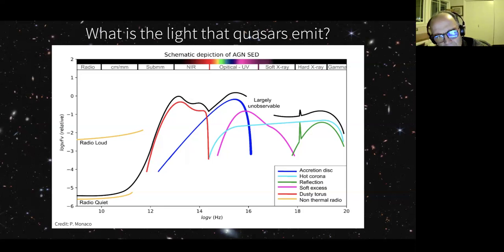I had a question on this same chart. How do you know, for instance, if you look at the green curve, how do you know that's a reflection?